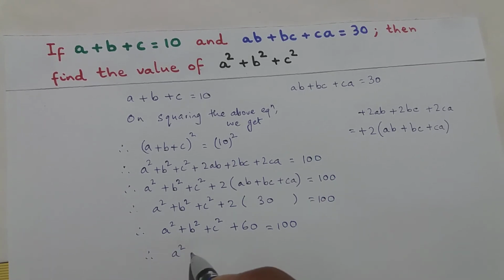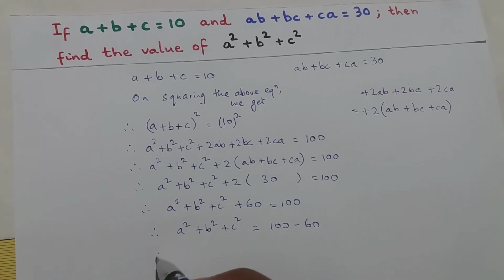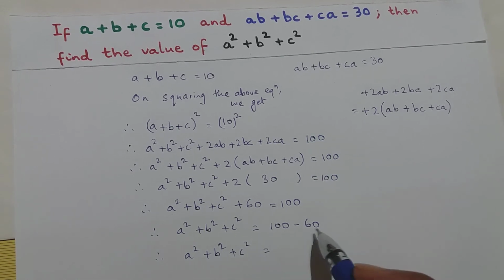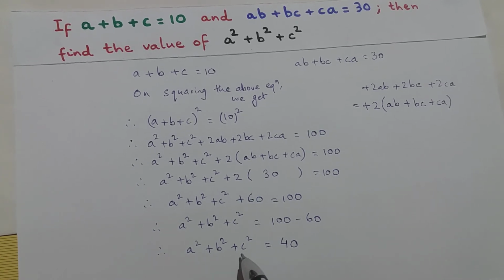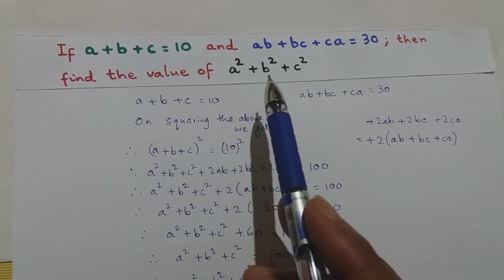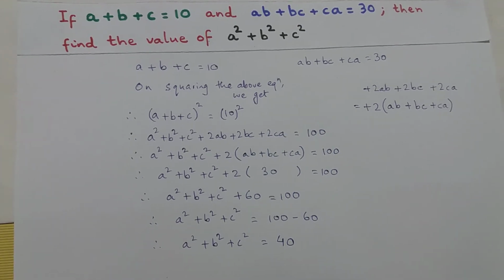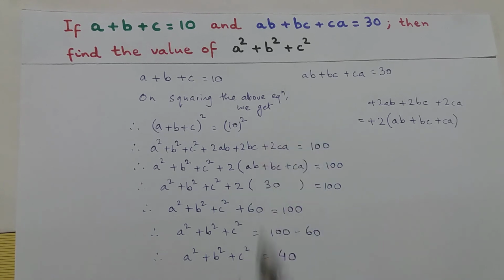So therefore a square plus b square plus c square is equal to 100 minus 60. So the value of a square plus b square plus c square is 100 minus 60, which is 40. So we have found out what is the value of a square plus b square plus c square. It is 40. So this is how we have solved this above question.